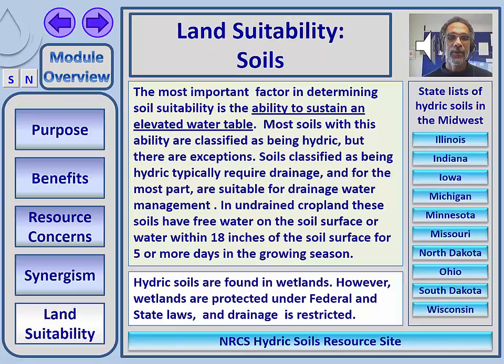The most important factor in determining soil suitability is the ability to sustain an elevated water table. Most soils with this ability are classified as being hydric, but there are exceptions. Soils classified as being hydric typically require drainage and for the most part are suitable for drainage water management. In undrained cropland, these soils have free water on the soil surface or water within 18 inches of the soil surface for 5 or more days in the growing season.